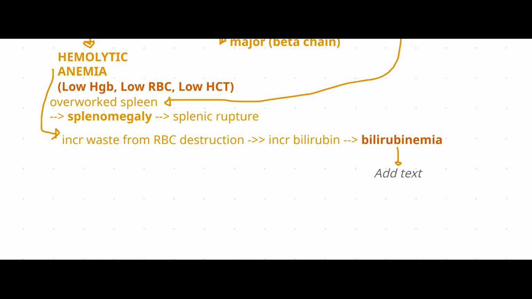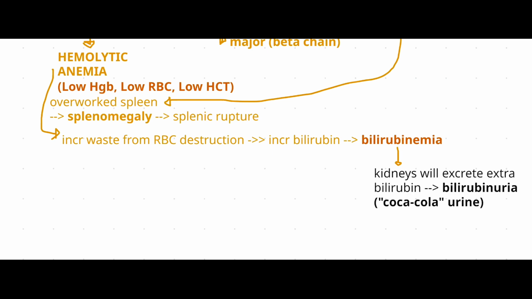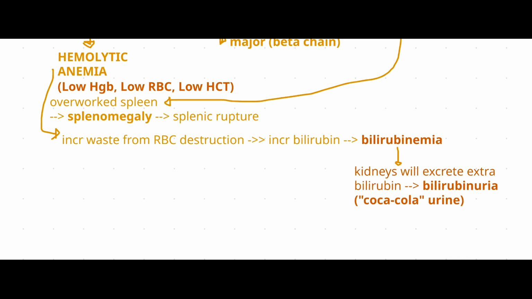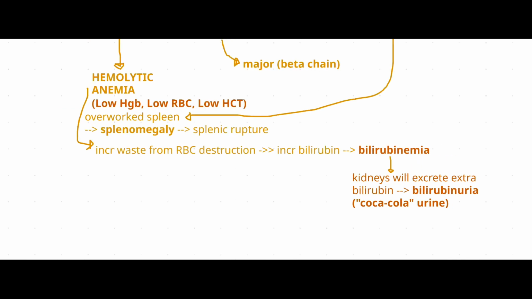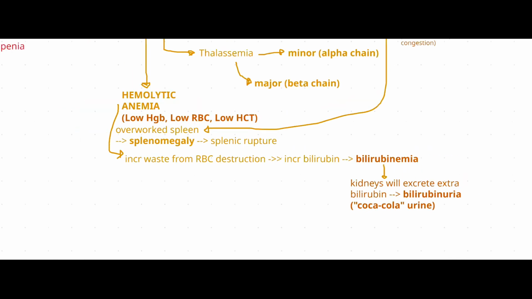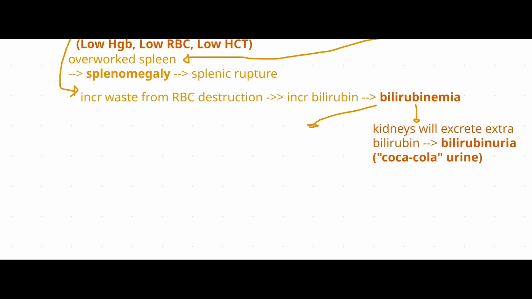So when you see urine that is very dark, get an LFT or a CMP. And if they have a history of hemolytic anemia or a genetic anemia, then that's probably what's going on. Get your CBC, because they're probably going through anemia at that point. So this is number one.